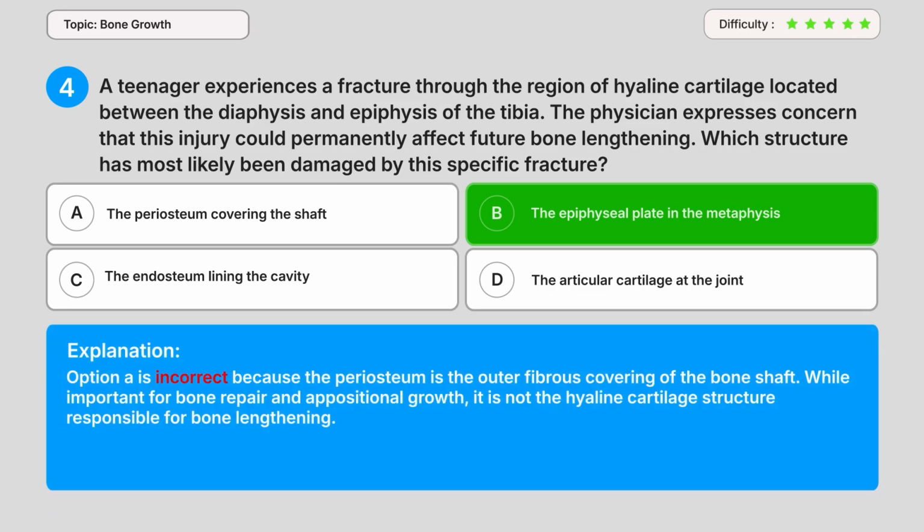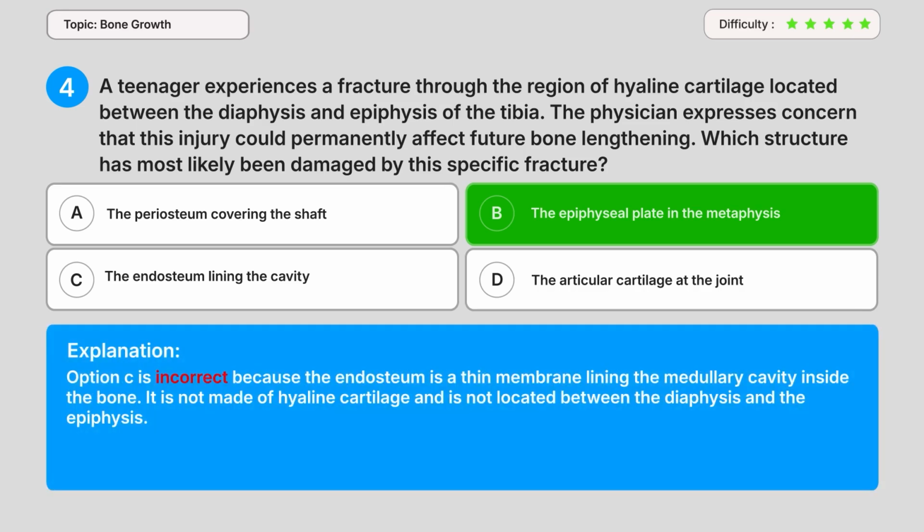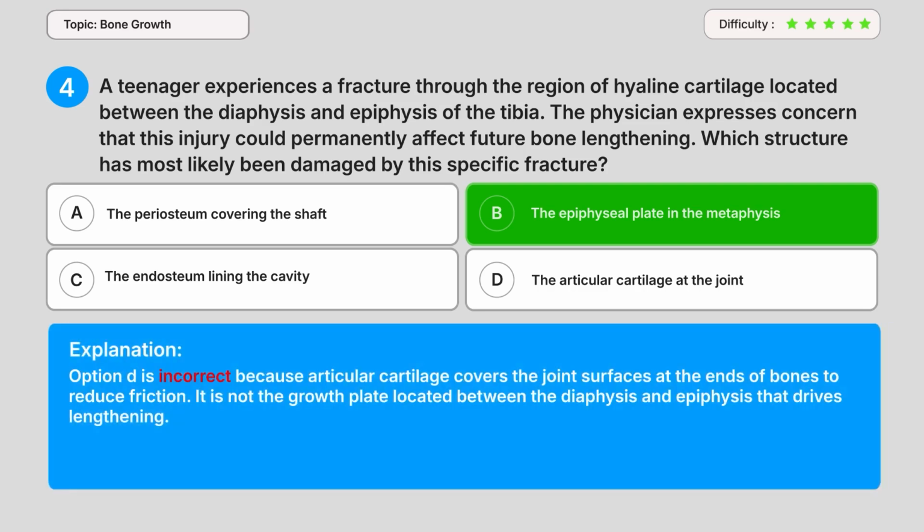Option A is incorrect because the periosteum is the outer fibrous covering of the bone shaft. While important for bone repair and appositional growth, it is not the hyaline cartilage structure responsible for bone lengthening. Option C is incorrect because the endosteum is a thin membrane lining the medullary cavity inside the bone. It is not made of hyaline cartilage and is not located between the diaphysis and the epiphysis. Option D is incorrect because articular cartilage covers the joint surfaces at the ends of bones to reduce friction. It is not the growth plate located between the diaphysis and epiphysis that drives lengthening.